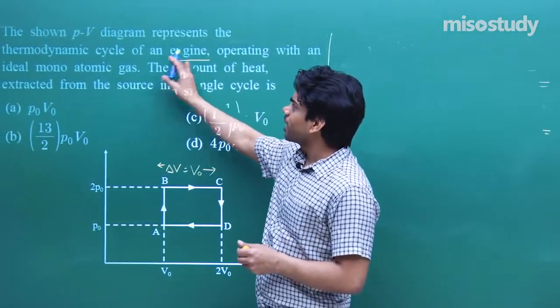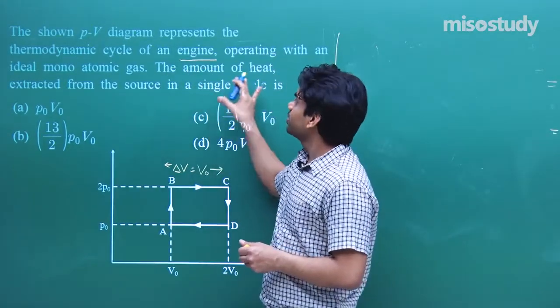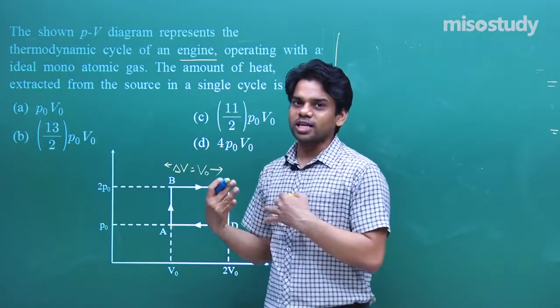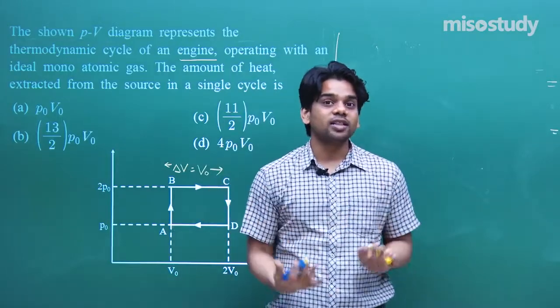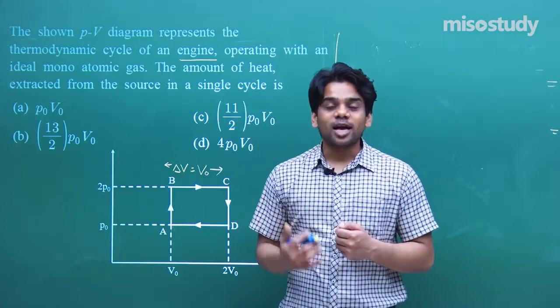You see here, the shown PV diagram represents the thermodynamic cycle of an engine operating with an ideal monatomic gas. The amount of heat extracted from the source, that is what is required. Extracted from the source till the time the heat energy is actually taken up from the source, and till the time gas is expanding.